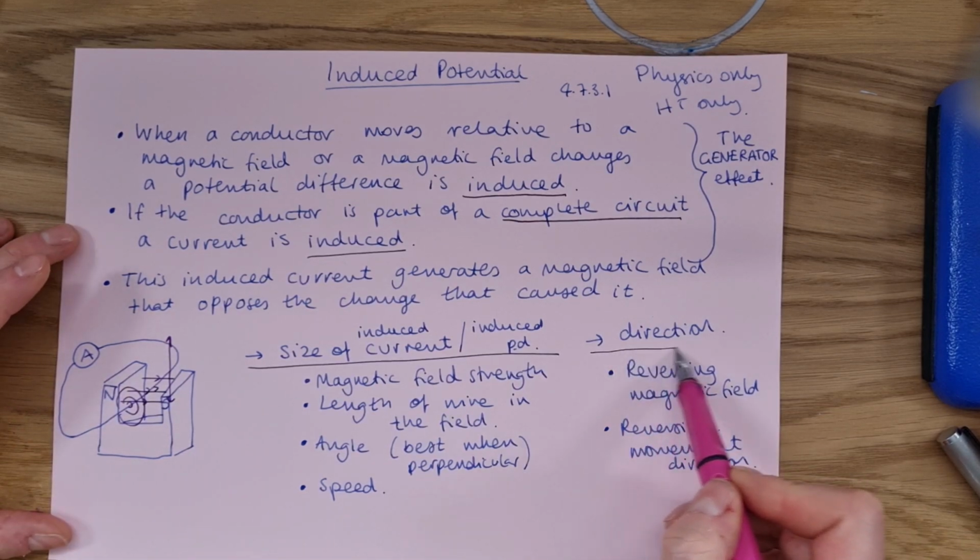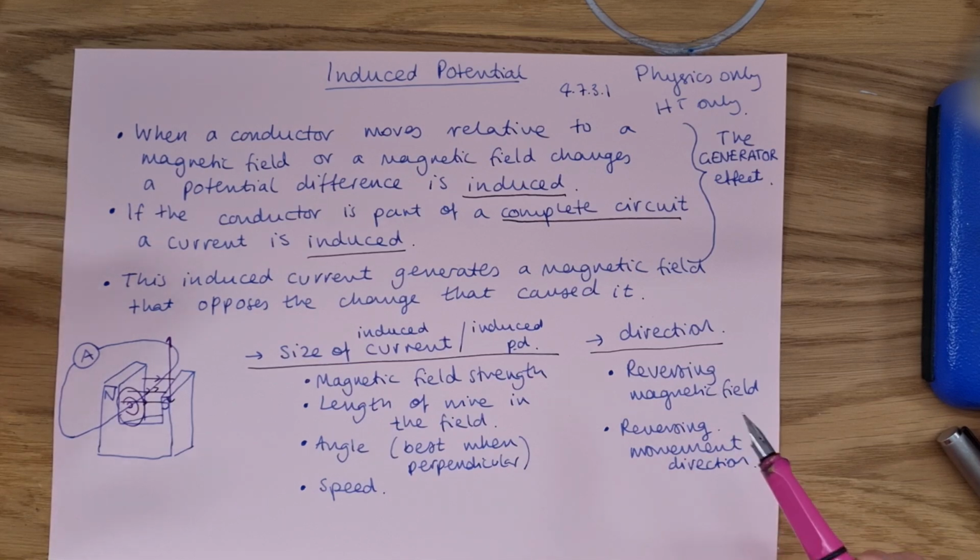Now the direction of it, well, the direction is not necessarily something we're going to have to calculate, but I can tell you that if you reverse the magnetic field, you reverse the direction, or if you move it down when you're moving it up, you also reverse the direction of the current created. So moving it up and down like that would create an alternating current, because the current would go one way, then the other way, then the other way. Does that make sense?